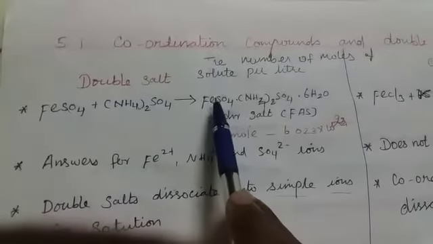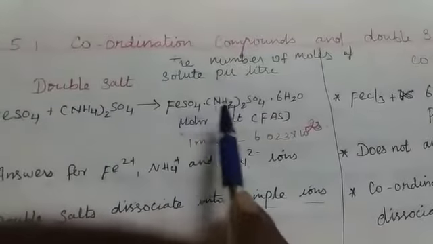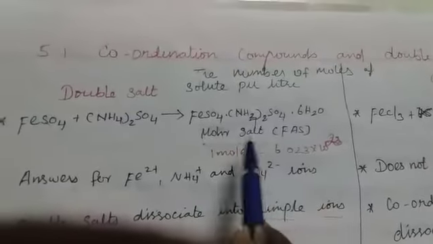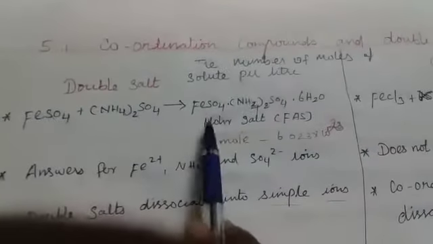the double salt, namely Mohr's salt, is formed. This is the Mohr's salt: ferrous sulfate, ammonium sulfate, 6H2O. This is the Mohr's salt we will get. This is the first point.